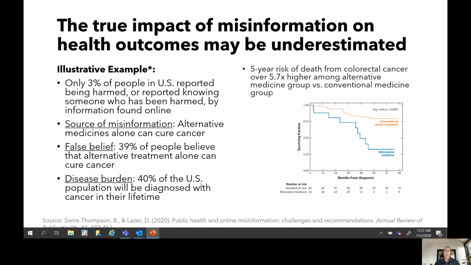If you look at those different statistics together, you can realize that there may be a much more widespread problem, and that it can be that individuals are not being noticeably harmed by information that they find online, so they just are unaware.